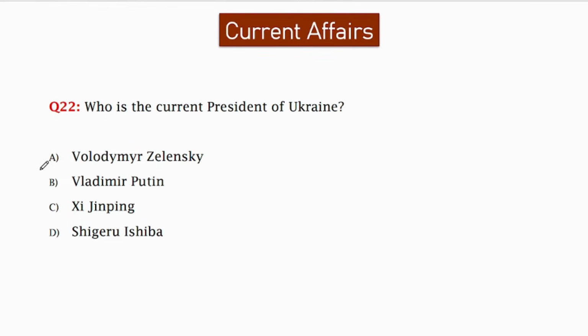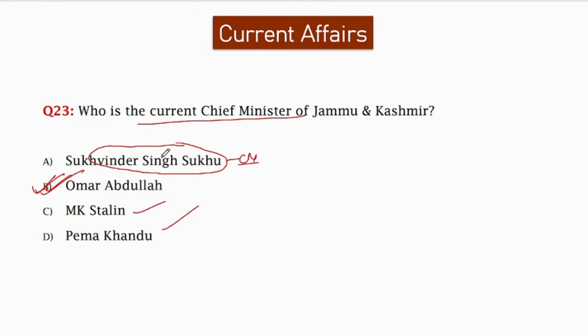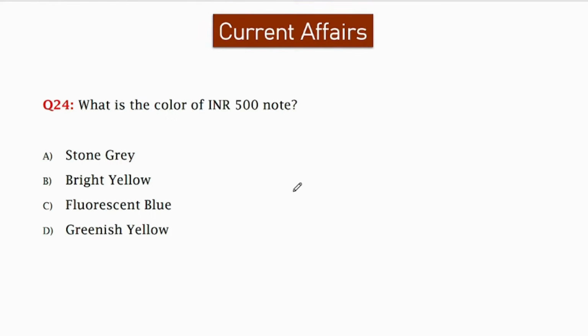All right, so the right answer for this question, the current president of Ukraine is Volodymyr Zelensky. This is the right answer. All right, so the current chief minister of Jammu and Kashmir is Omar Abdullah. It is option B. Can you, in the comment section, give me the state's name? Sukhvinder Singh Sukhu is the chief minister of. Likewise, you can mention for MP, Stalin and Pema Khandu as well. Okay, so let's move on to the next question.